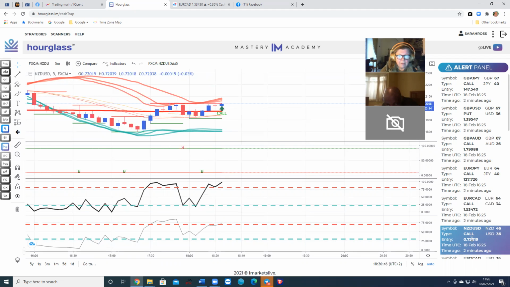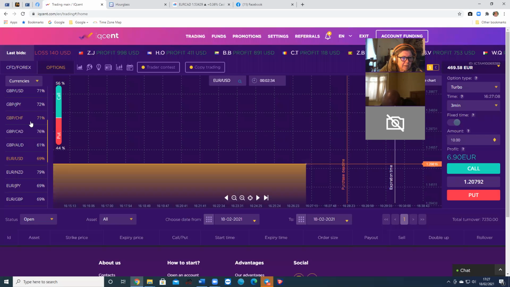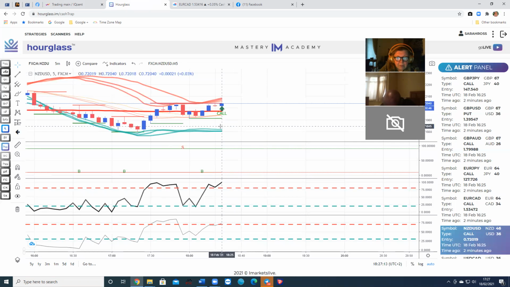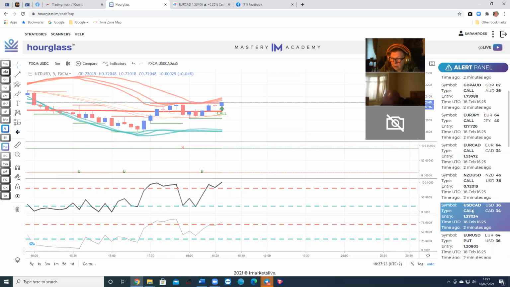NZD USD. This could possibly be a put for us in a minute, the next candle, because it's coming up to our strong line of resistance. If you remember, we spoke about that a bit earlier on, and we know the New Zealand dollar is weaker than the US dollar, so this could be setting up nicely for us. We need to just check our payouts haven't changed. I suppose I should refresh the screen. So it's at 70%. It's saying buy there. But the problem with this is that red moving average going through the middle. So I actually want to dismiss that one.